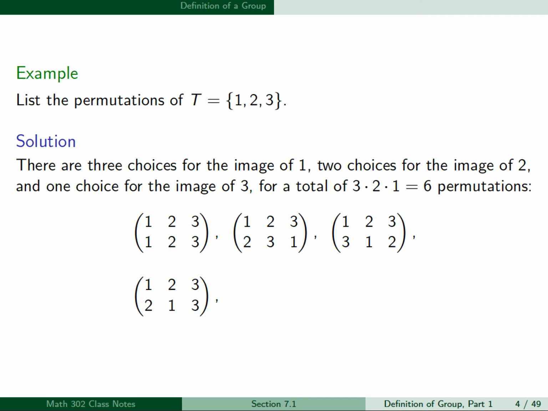Fourth, 1 maps to 2, 2 to 1, 3 to 3. Fifth, 1 to 1, 2 to 3, 3 to 2. And finally, 1 maps to 3, 2 to 2, and 3 to 1. And these are our 6 possible permutations of the set 1, 2, and 3.